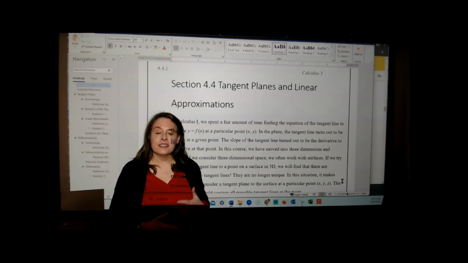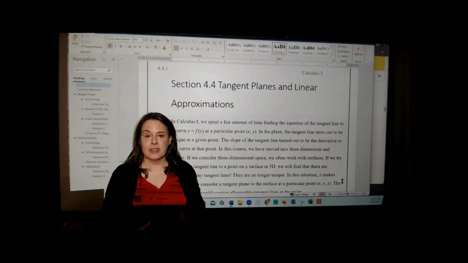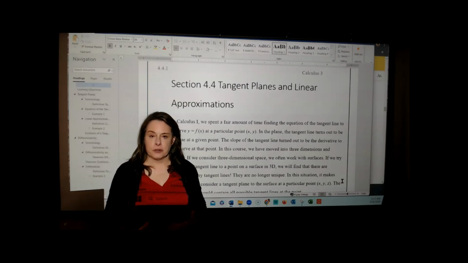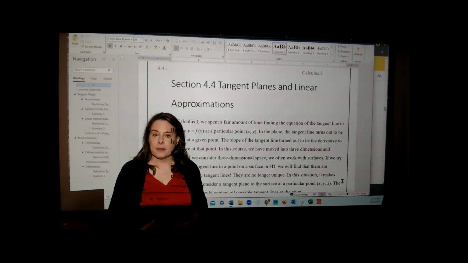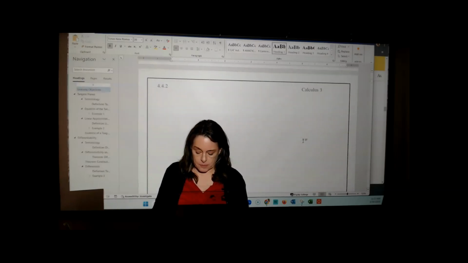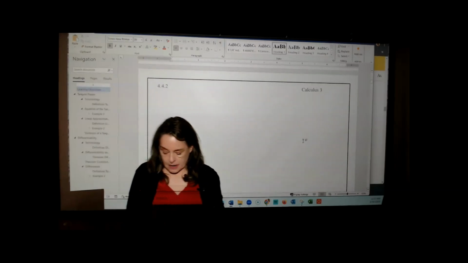We're now ready to discuss tangent planes and linear approximations. This is similar to what we did in Calculus 1. In Calculus 1, we took a look at curves in two-dimensional space in the xy plane, and we evaluated tangent lines to those curves. Let me draw an example of this so that we can remind ourselves of what we're talking about.